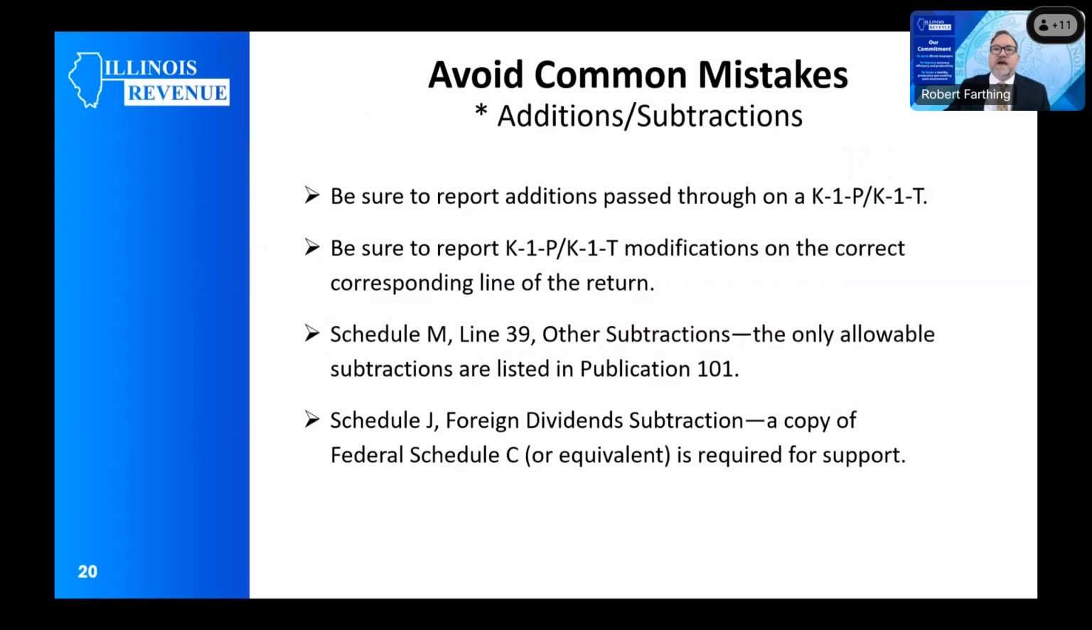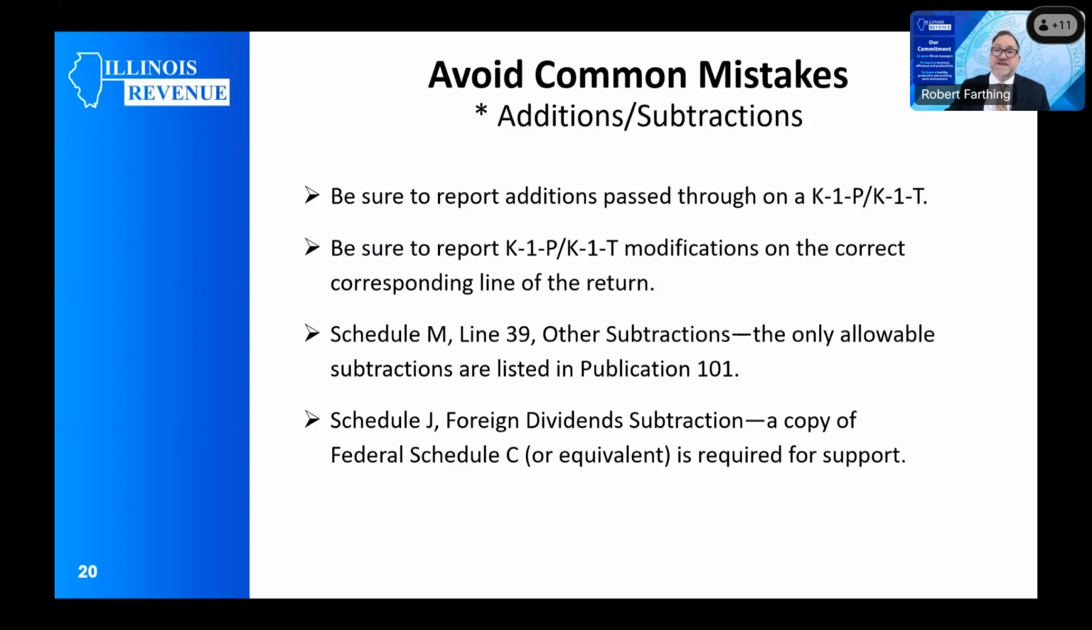Here are some other common errors which are related to our additions and subtractions modification section of the return. If there's an addition on a K1P or a K1T that you have received, that must be reported on the face of the return. Also, when you're reporting a modification from a K1P or a K1T, you want to be sure it is reported on the correct corresponding schedule or the correct return line.